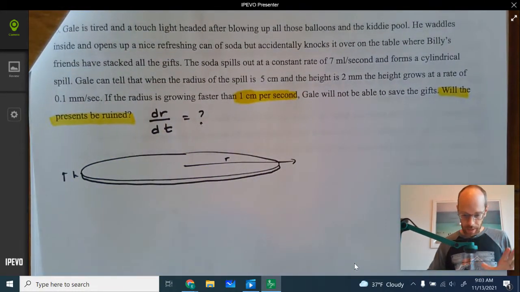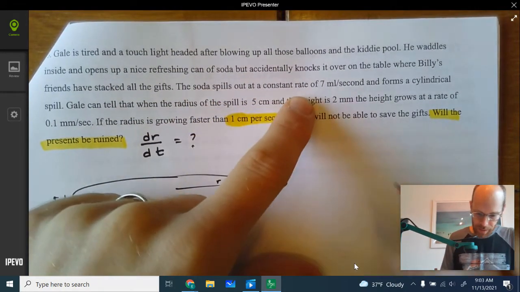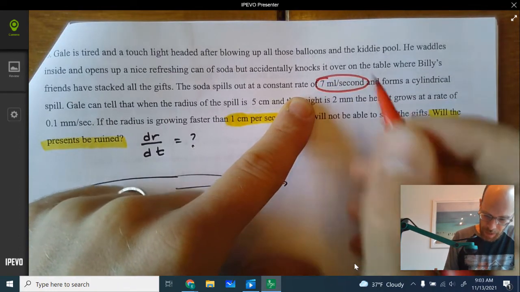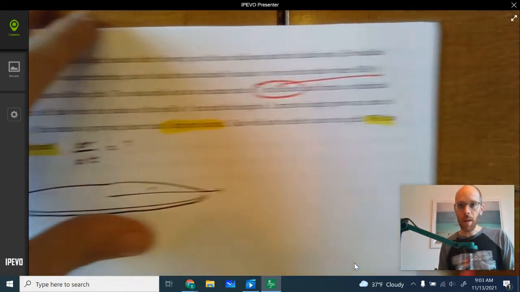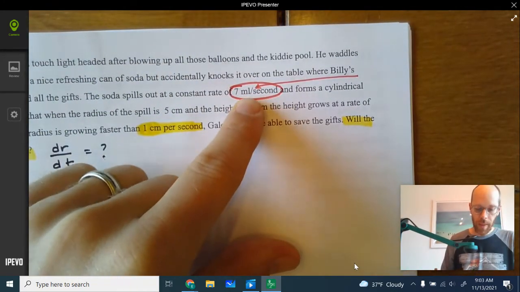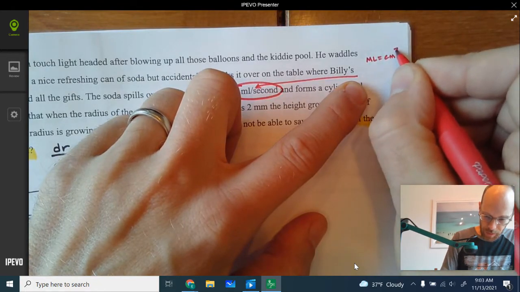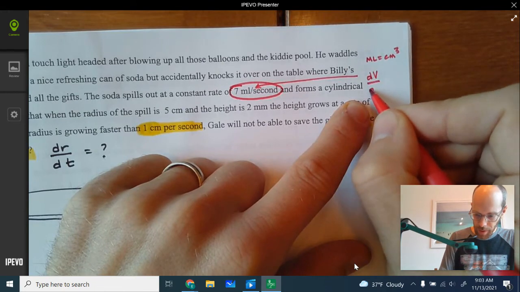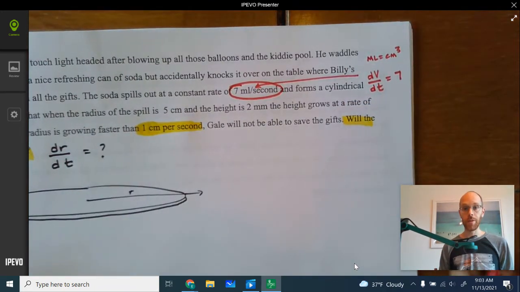All right. So let's label the information that we've got here. It says the soda spills out of the can at a constant rate of 7 milliliters per second. I would like to point out something that you should know from chemistry, which is that a milliliter is equivalent to a cubic centimeter. So this is saying that the rate of change of the volume of the spill is equal to 7 cubic centimeters per second.